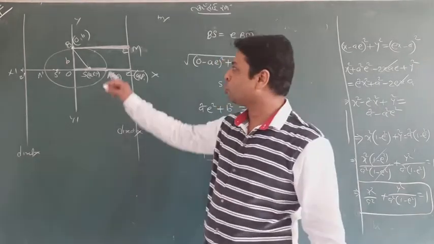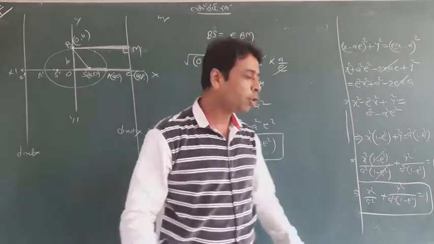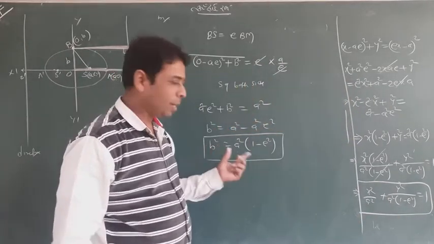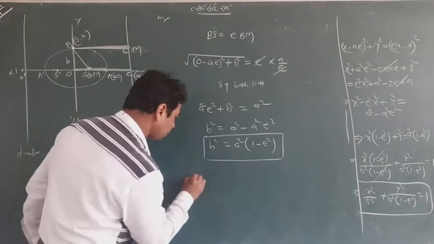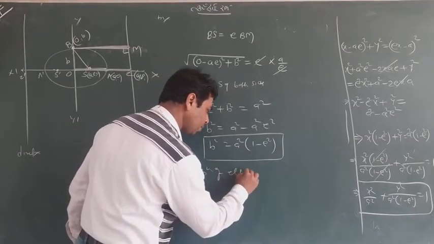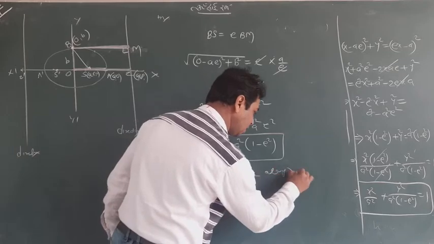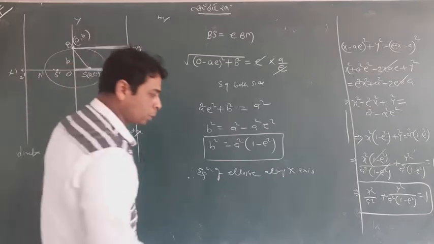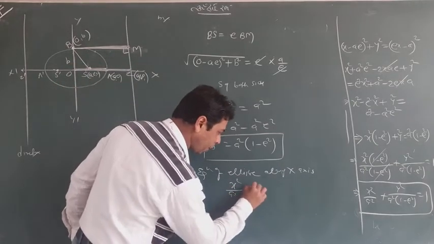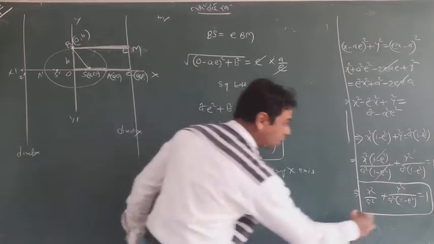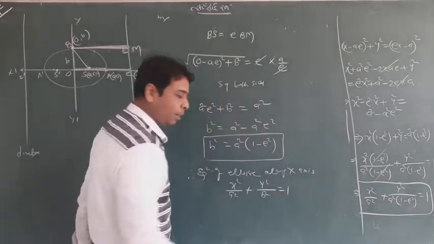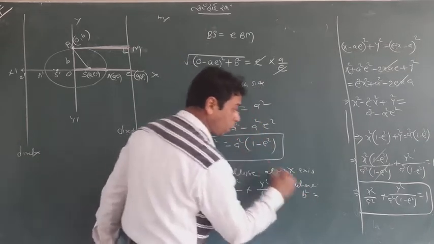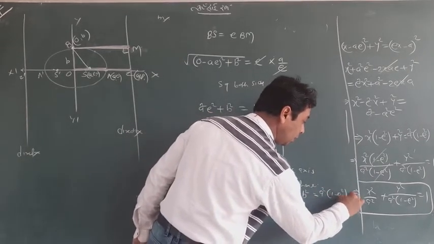But if I suppose to call it b, I can replace this a squared times 1 minus e squared by b squared. Then my formula has become an equation of an ellipse along the x-axis. Along the x-axis meaning it is a line on the x-axis. That's why it's going to be x squared upon a squared plus y squared upon b squared equal to 1, and without any worry you can write where b squared equals a squared times 1 minus e squared.